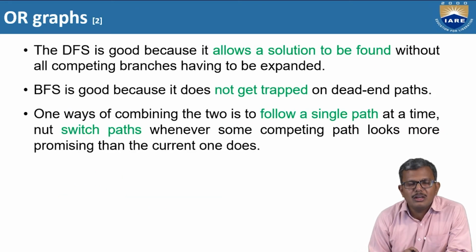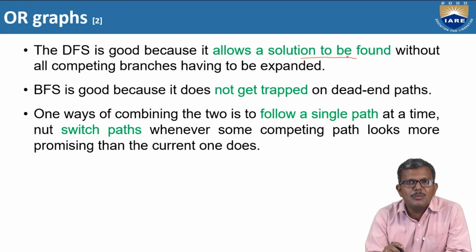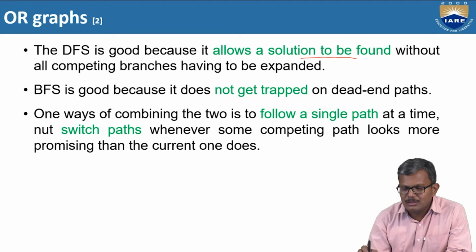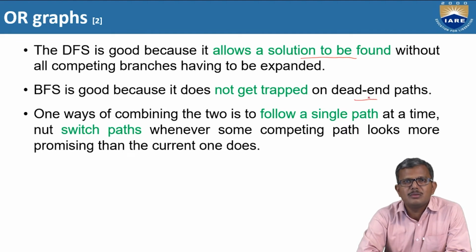Coming to the OR graphs, as we mentioned earlier, DFS is good because it allows a solution to be found without all competing branches having been expanded. Without considering the other branches, with the help of depth first search you can easily reach the goal state. And in best first search, there is no concept of dead end points, because you are able to search all the branches available in the tree.